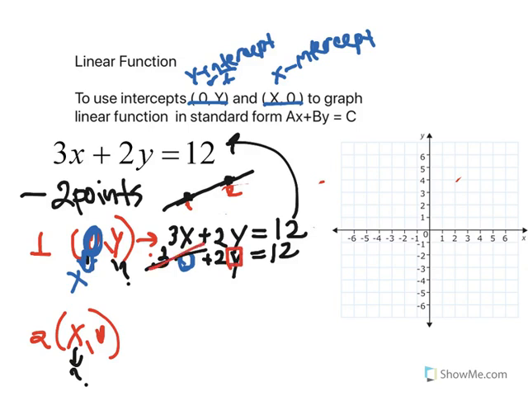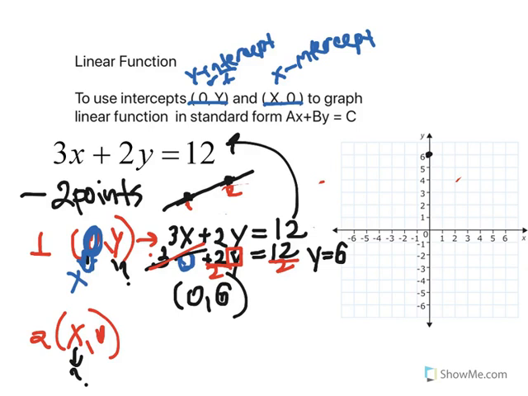This is gone. Divided everything by 2, and y equals 6. So if the y is 6, my first point is 0, 6. Let's find this on the graph. So 0, 6, that means the point is located on the y-axis. Here is y equals 6. I got my first point.